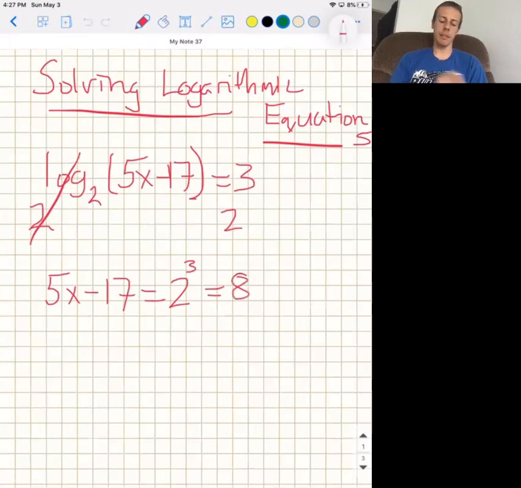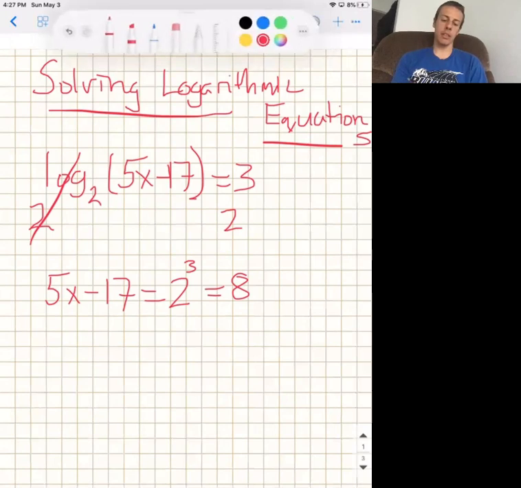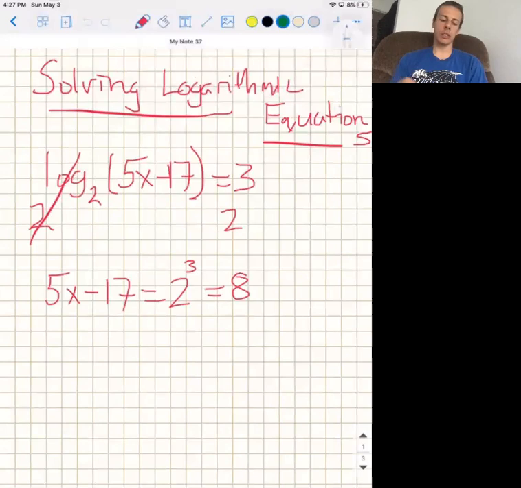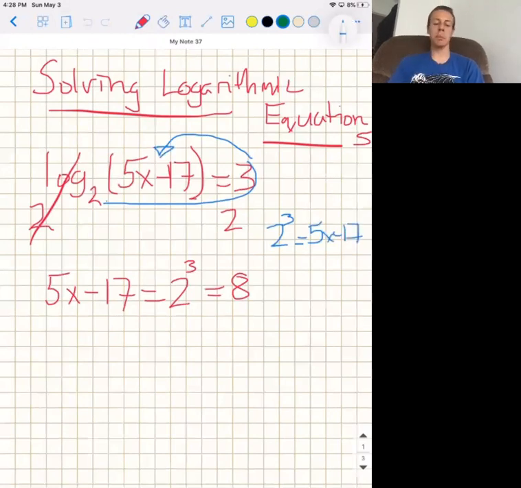The other way you could have thought about it, and some people like this method a little bit better, I call it the circle method. I don't know if this is actually a mathematical method or not, but you start with the 2 and go in a circle. So you'd say 2 to the third, going counterclockwise, equals 5x minus 17. Either way gets you to the same place.